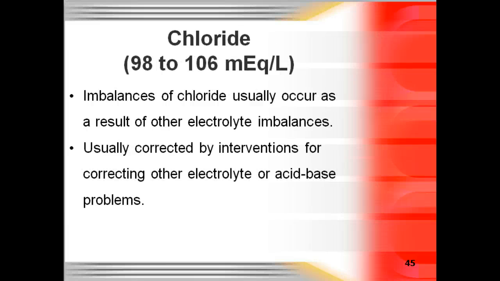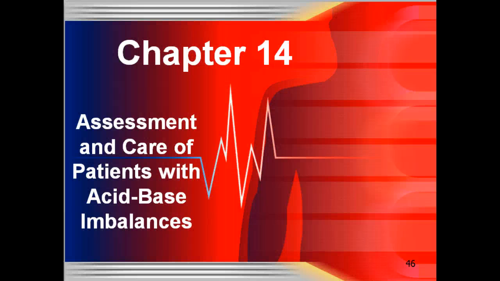And then the last but not the least is chloride, which is 98 to 106 milliequivalents per liter. Imbalances of chloride usually occur as a result of other electrolyte imbalances, usually corrected by interventions for correcting other electrolyte or acid base problems. So that really relates to other lab imbalances, and when we start getting to bicarb and those type of electrolytes. But those electrolytes that we just mentioned, those are the main ones. When you have people and we introduce you to, for instance, if you want a person to have a CMP, a complete metabolic, or a basic metabolic panel.